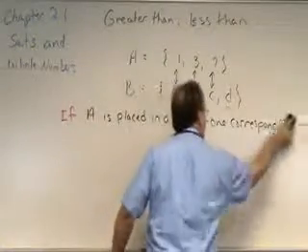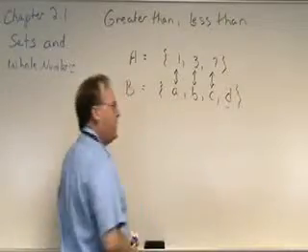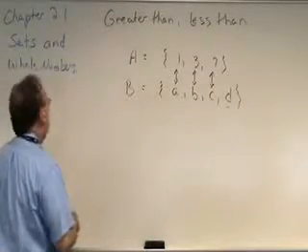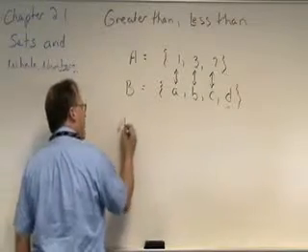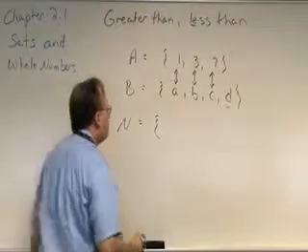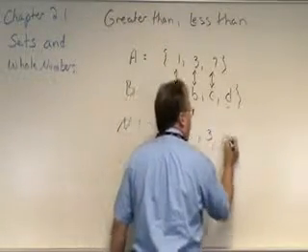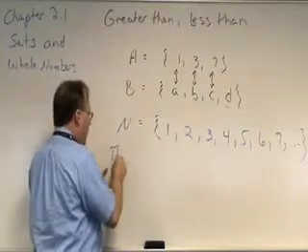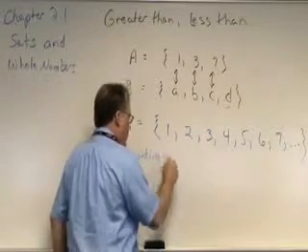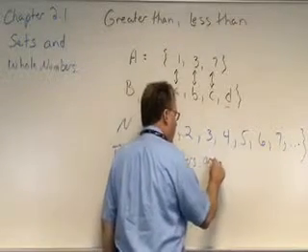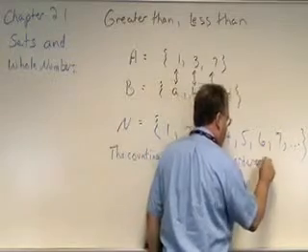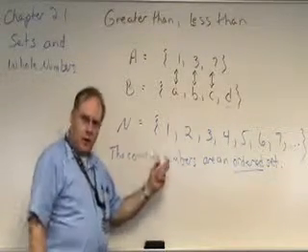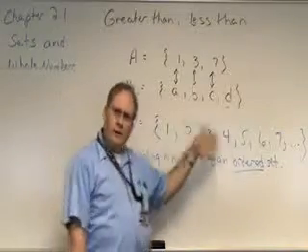Now, because I want to express how many are in there, I need a way to express this. And so I have a set N, which I call the natural numbers or counting numbers. And these counting numbers have a particular order to them. So the counting numbers are an ordered set. They start with one, and then you add one each time.